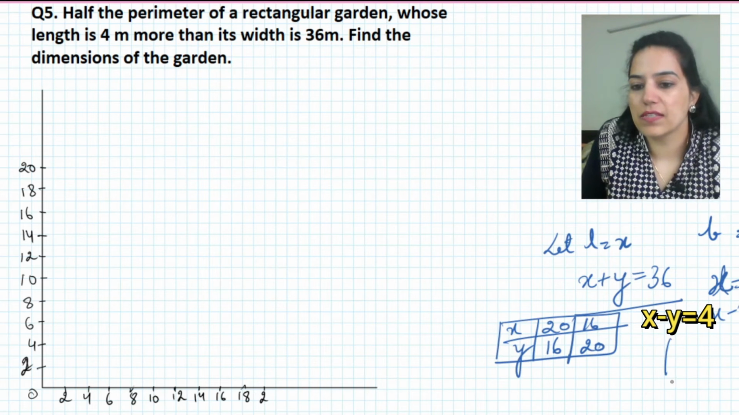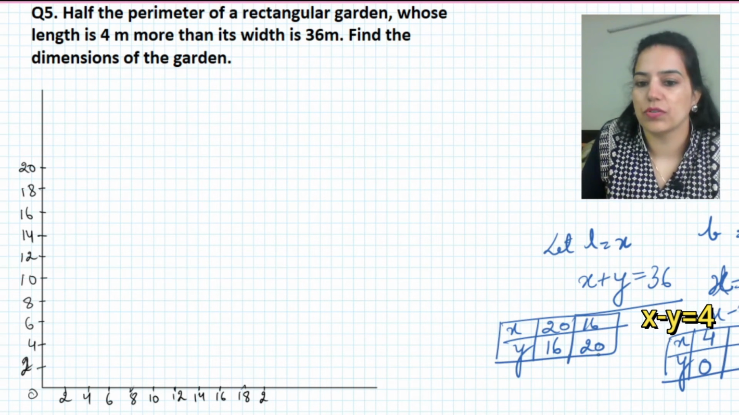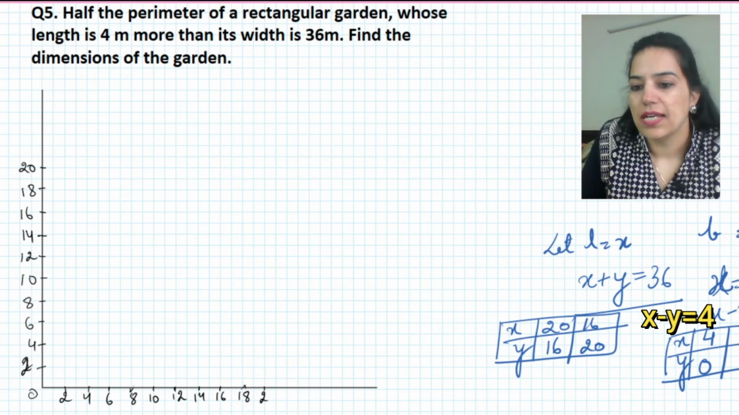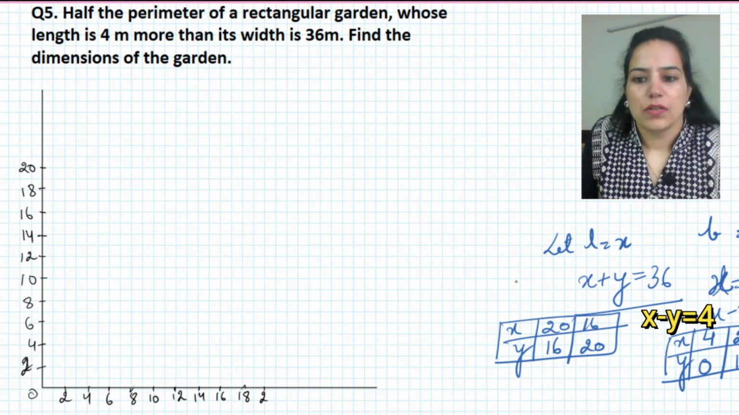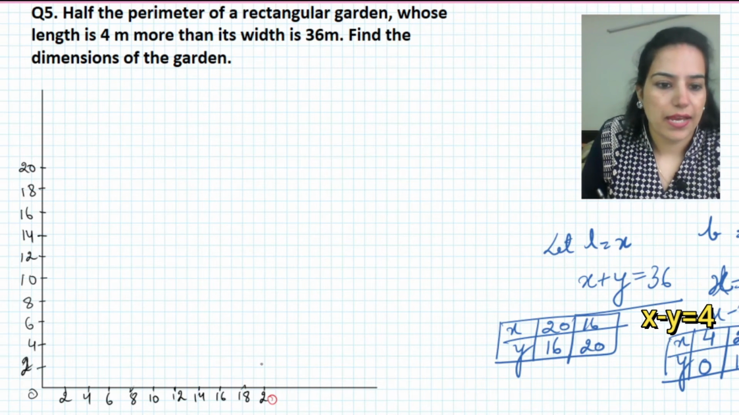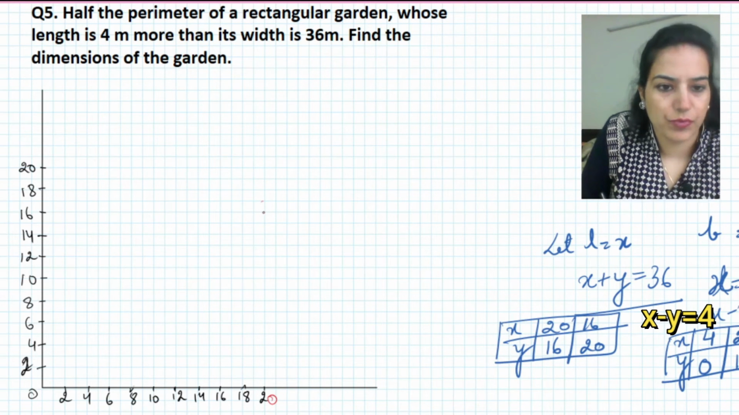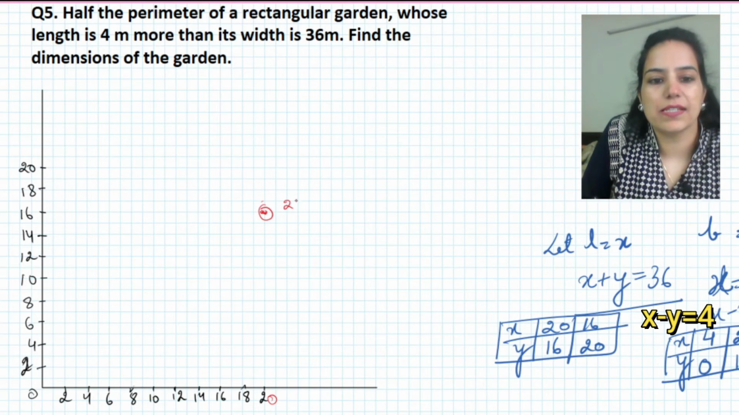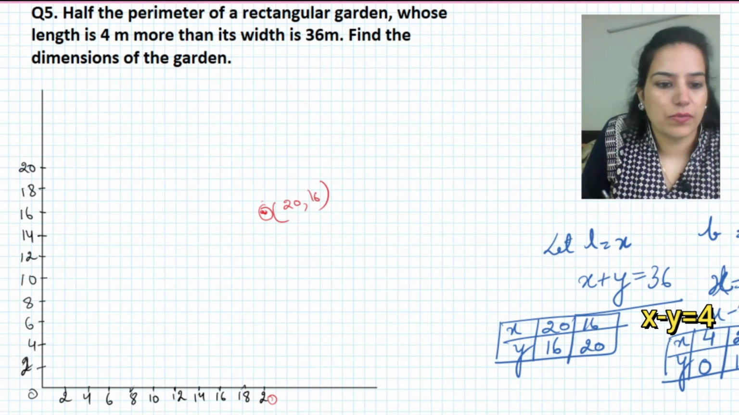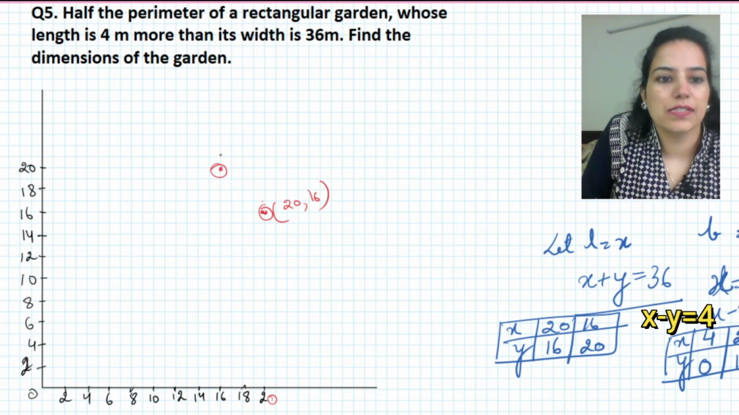And x minus y equals 4. Here also, if I put y equals 0, x will be 4. And if I put y equals 16, x will be equal to 20. Okay, let's plot this now. x is 20, this is 20 here, and y is 16. So it goes up till here. This point here is 20, 16. And 16, 20 will be 16, go straight up there. Here, this is 16, 20.